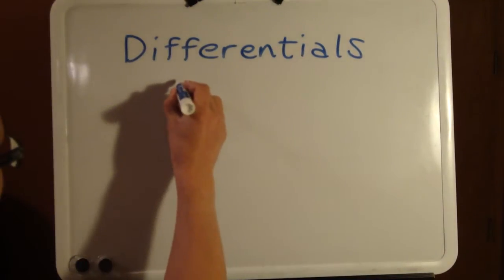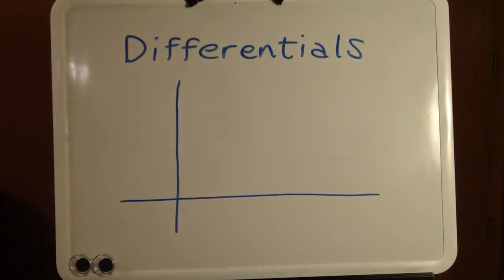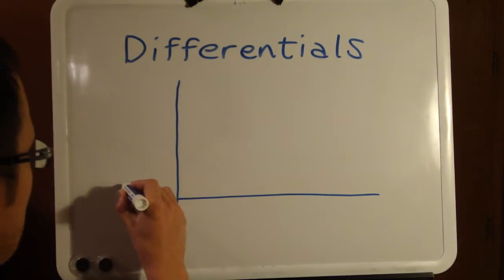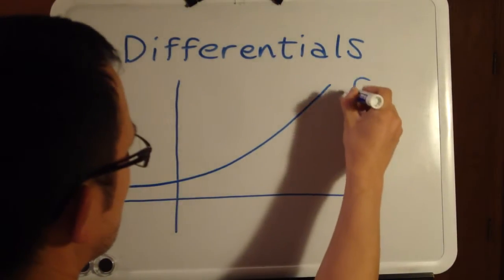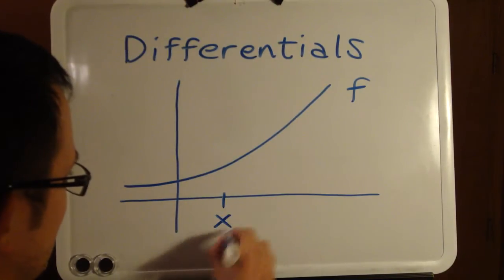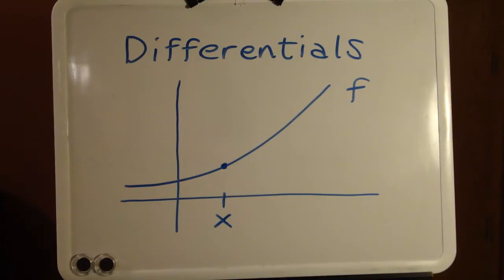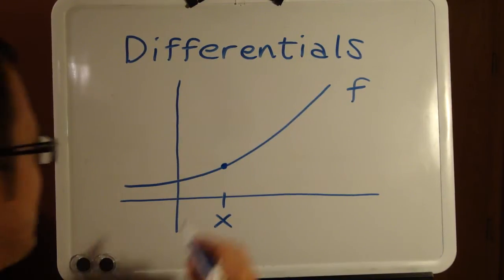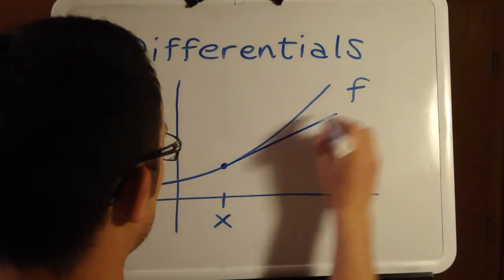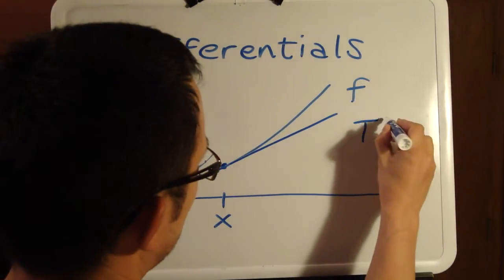So I'm going to draw a picture of the pretty standard graph here, one that we're accustomed to seeing. So here's a function, and we can call this f. And then we're going to identify a point. I'm going to call this x right here, and then we're going to draw the tangent line to the function at x. Right, so it's going to look sort of like that.